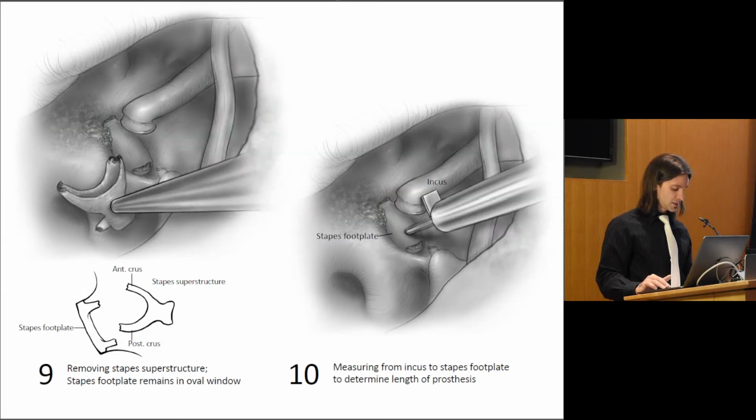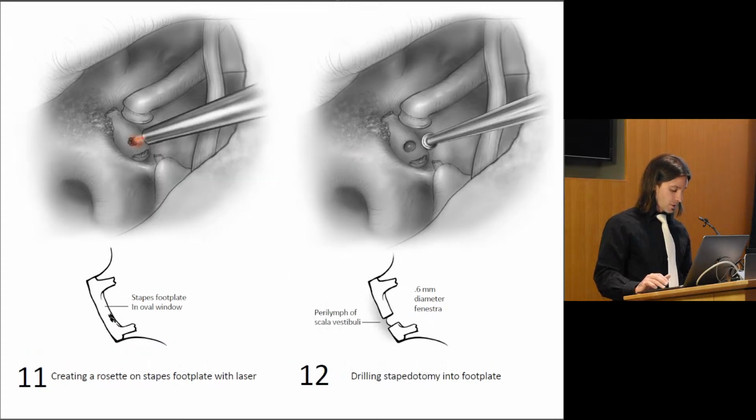In figure 9, the stapes superstructure is removed with a suction, while the footplate is left within the oval window. A measurement is taken from the incus to the footplate to determine the length of the prosthesis, usually being 4.5 millimeters. A laser then creates a rosette pattern on the footplate. A hand drill is used to create a fenestra in the footplate with a diameter of 0.6 millimeters to accommodate the piston of the prosthesis.